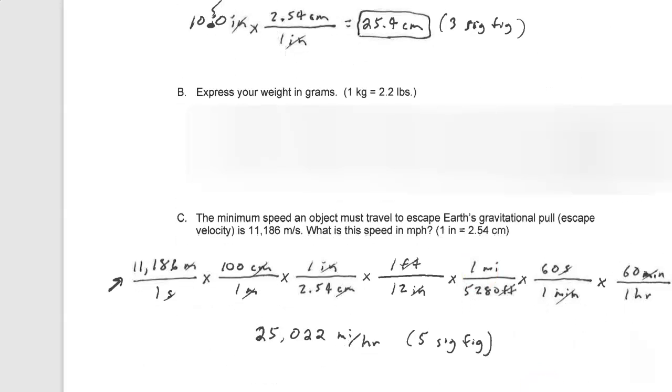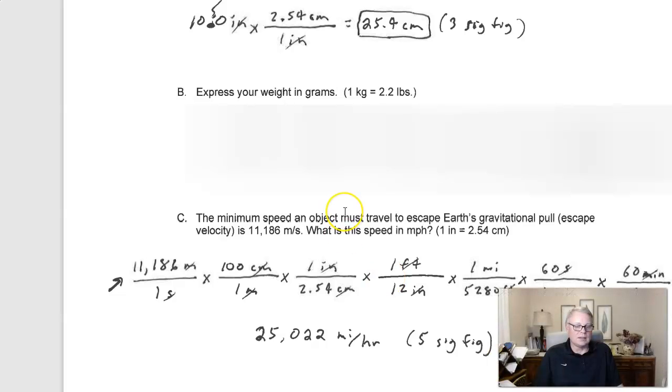Okay, let's try another one. So, express your weight in grams. Okay, and I'll give you that 1 kilogram is equal to 2.2 pounds. So, how many grams does your chemistry professor weigh? All right, well, what do we know? Well, we know I weigh 208 pounds. So we write that down.